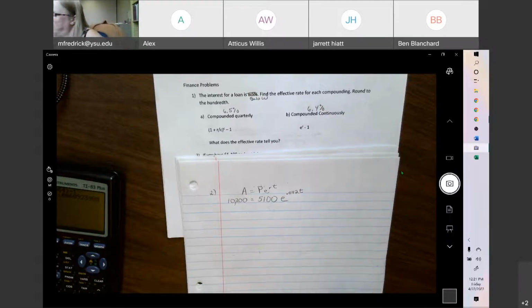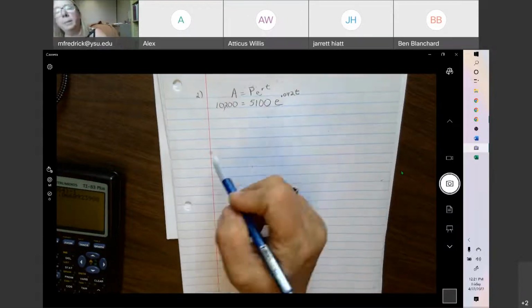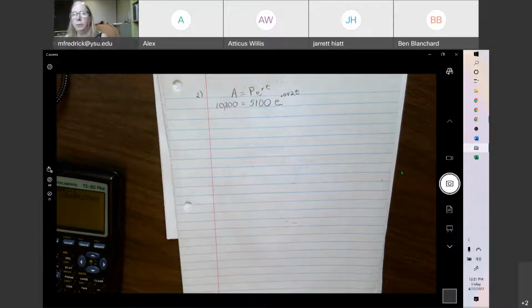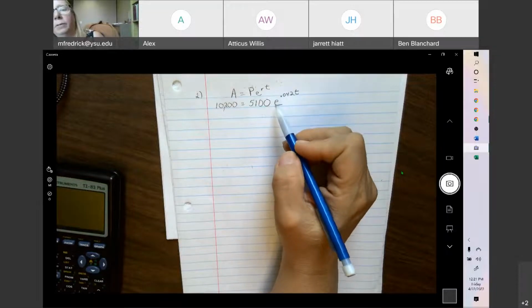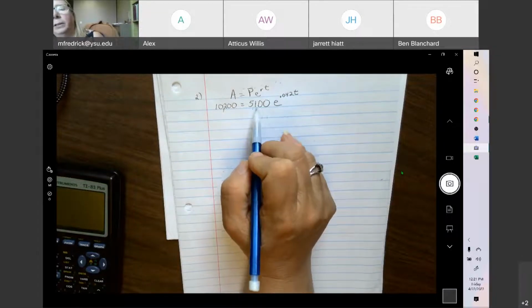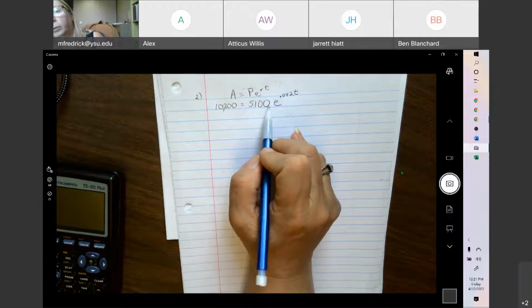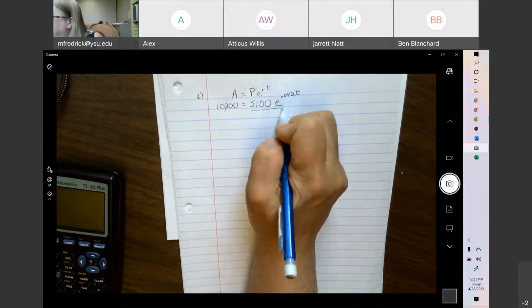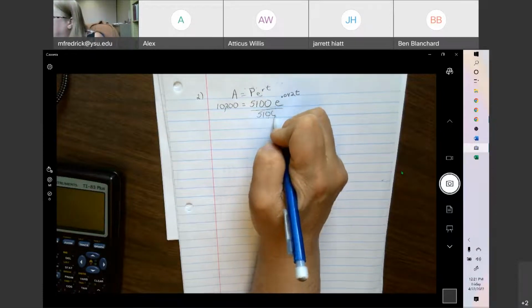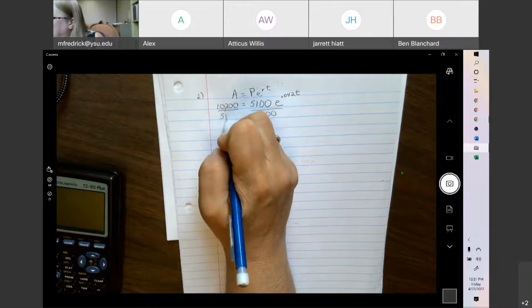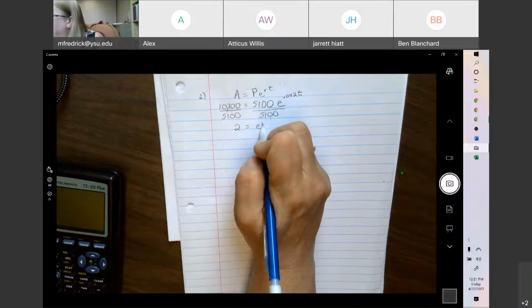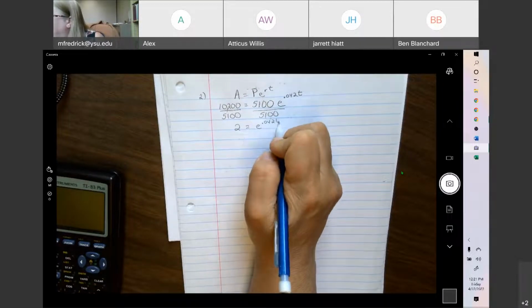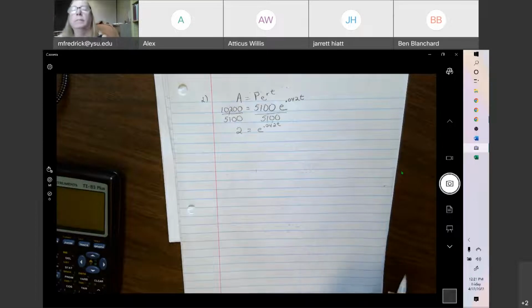Now we want to solve for T. So do it step by step. Just keep using your algebra skills. If you want to get E by itself, we want to get rid of the 5100. Since this is multiplied, do the opposite, divide. Any questions on that part?